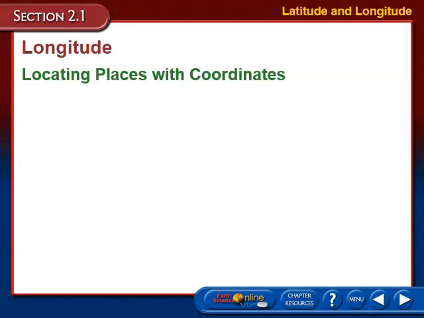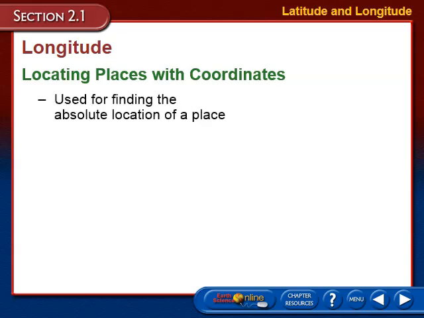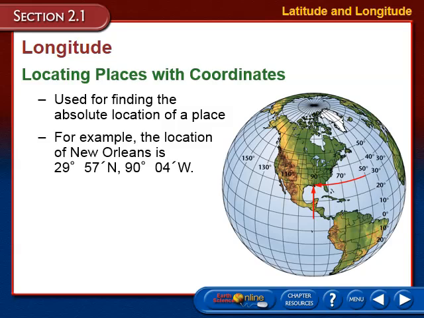So how do we locate places with coordinates? We use these obviously to find absolute location of a place, not the other location, which is relative. So here's an example of an absolute location. We're going to look at New Orleans. Okay, see where this arrow is pointing right here. Using the measurements here on the globe, we can see that New Orleans is 29 degrees 57 minutes north, 90 degrees 4 minutes west. Okay, so latitude comes first, then longitude.